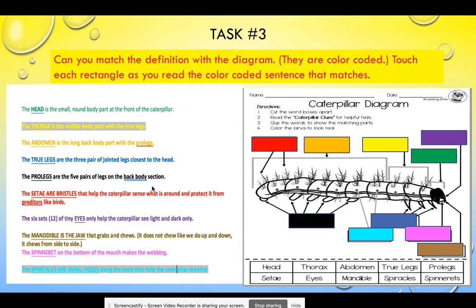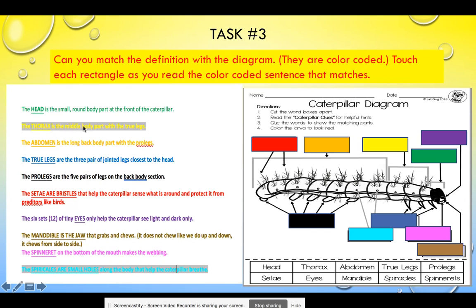This is the one. Can you match the definition with the diagram? They are color-coded. Touch each rectangle as you read the color-coded sentence that matches. All right, let's start with green here. The head is the small round body part at the front of the caterpillar. All right, let's find the one that matches that. If we were doing a cut and paste, we would cut out all these words and glue them in. Can't do it on the computer, so we're gonna point. Head would go here. This is the head right here, okay?